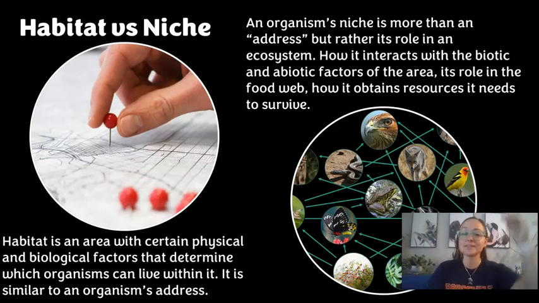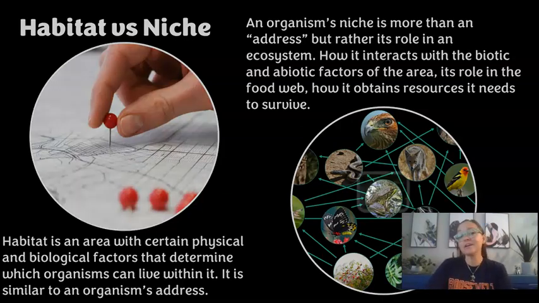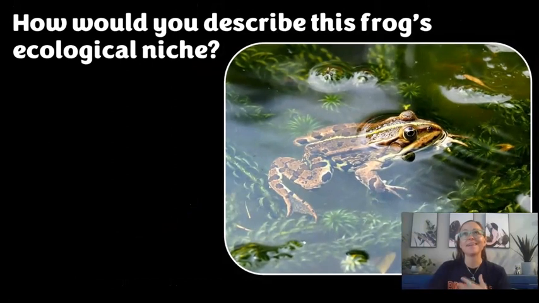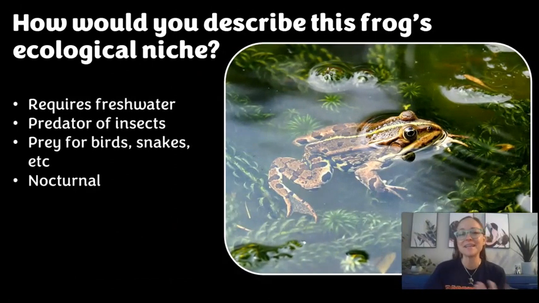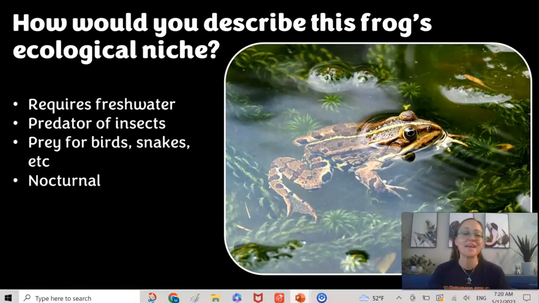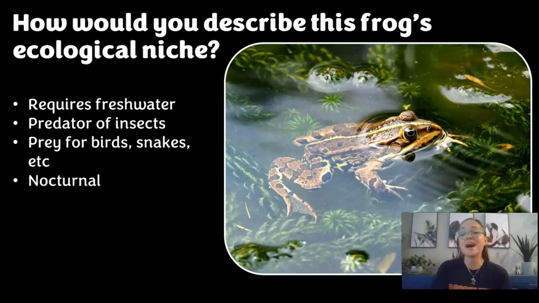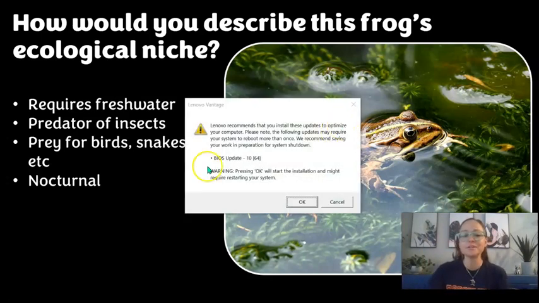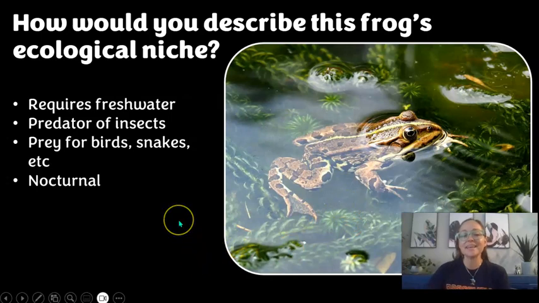And so it's not just a location, but rather a role. I don't know another way to say that. If we think about this frog, for example, its ecological niche is that it requires fresh water. It's going to eat insects and help keep insect populations in check while also being prey for larger secondary consumers or tertiary consumers. And it is a nocturnal organism.